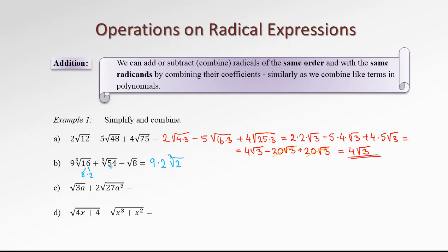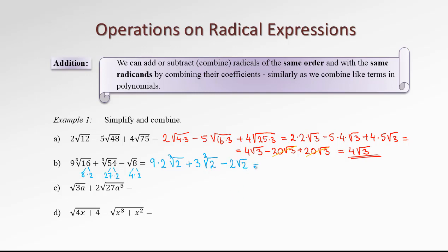Next, cubic root of 54. Can we split 54 into a perfect cube number and something else? Yes, that's 27 times 2. So cubic root of 27 is 3. We write plus 3, and cubic root of 2 is left over. Finally, we have minus square root of 8. Since this root is a square root, we are looking for a perfect square number, which is 4 and 2. Square root of 4 is 2, and root 2 stays.